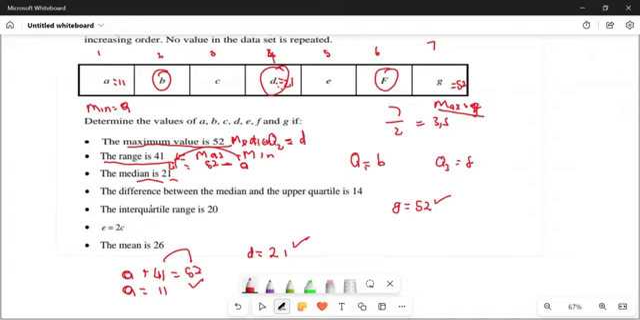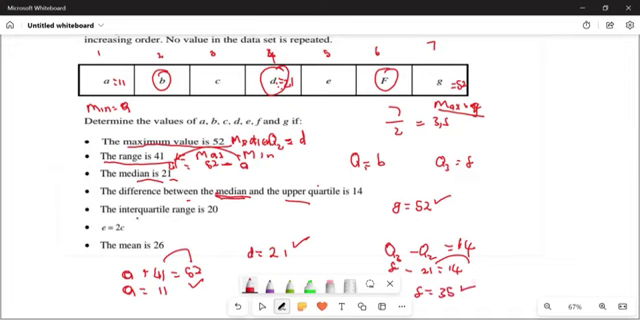Okay, the next question they say the difference between the median and the upper quartile, which is Q3. They're being specific here. In other words, they're saying Q3 minus Q2 is going to be equal to 14. We already know what Q3 is according to the alphabet. It's F. Minus, we know what Q2 is. It's 21, which is going to be equal to 14. Take this one to this other side. It says F is going to be equal to 35. Another mark for us.